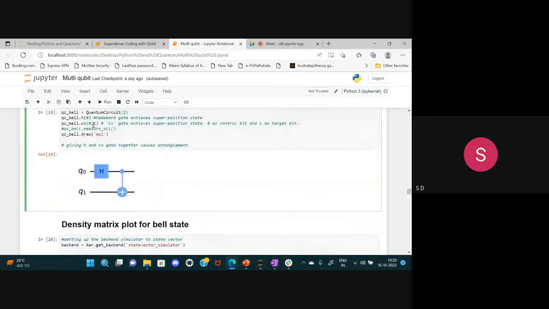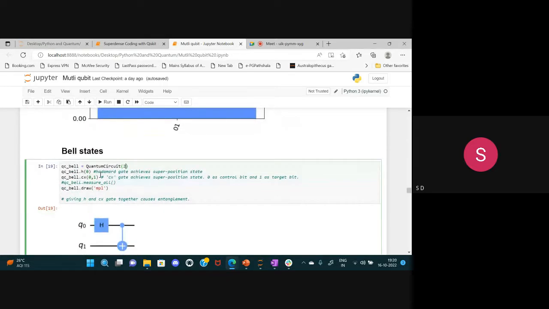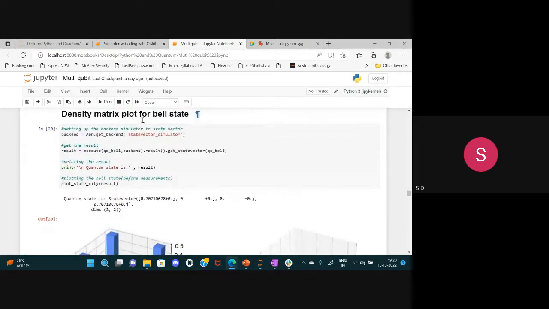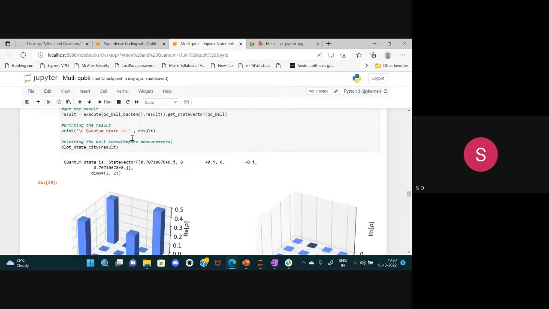0 is nothing but the control bit, and 1 is the target bit. You can also have 1, 0 also. If you have 1, 0, the result will change. I have just kept 0, 1. And the density matrix, Bell state, everything is the same. You have to keep the backend as the state vector simulator, and then you execute and store the result in a variable, and after getting the result, you have to print the result, and then plot state city.